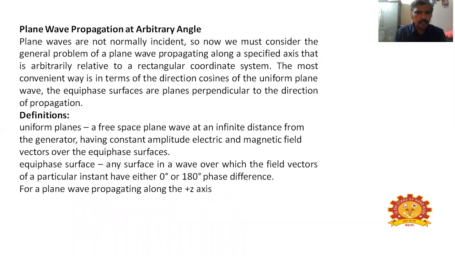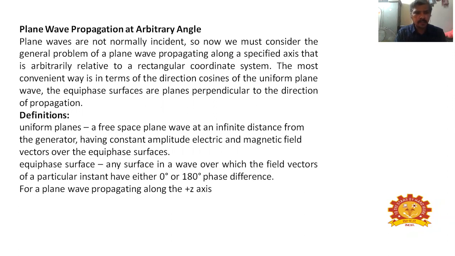Plane wave propagation at arbitrary angle. Plane waves are not normally incident. So now we must consider the general problem of a plane wave propagating along a specified axis that is arbitrarily oriented relative to a rectangular coordinate system. The most convenient way is in terms of the direction cosines of the uniform plane wave. The equiphase surfaces are planes perpendicular to the direction of propagation.